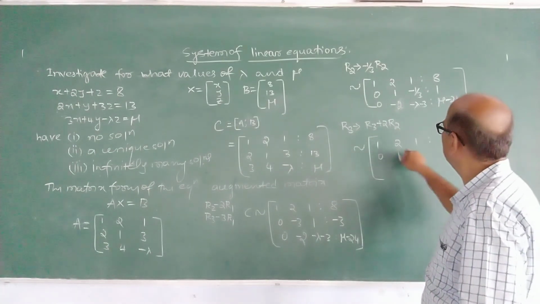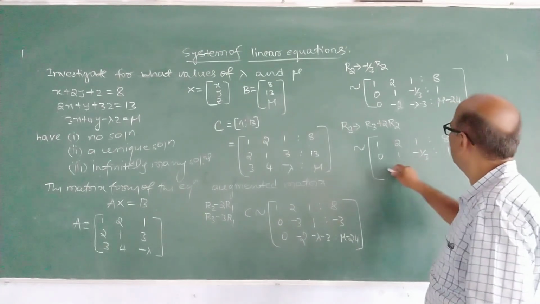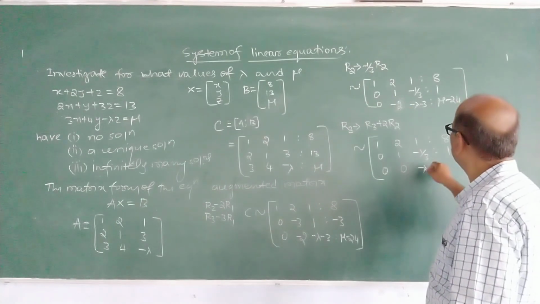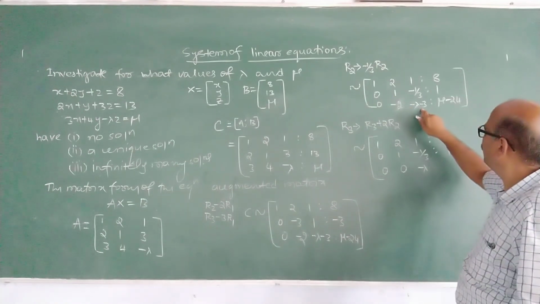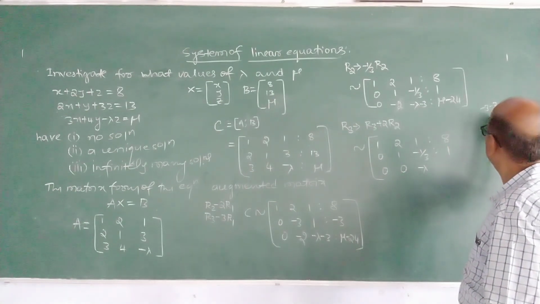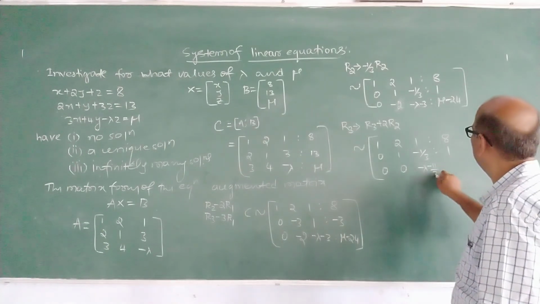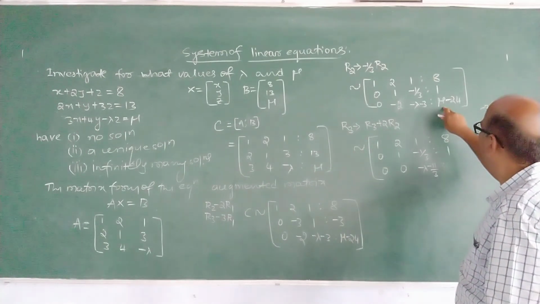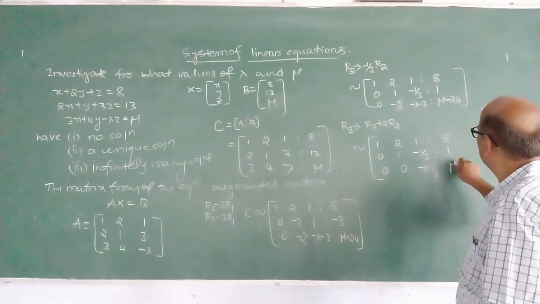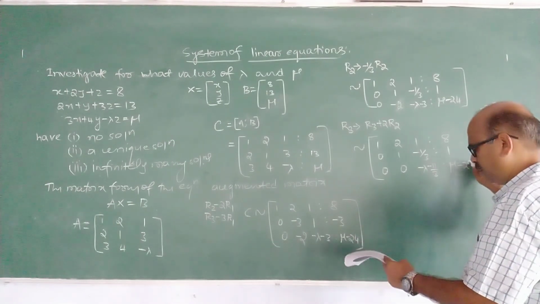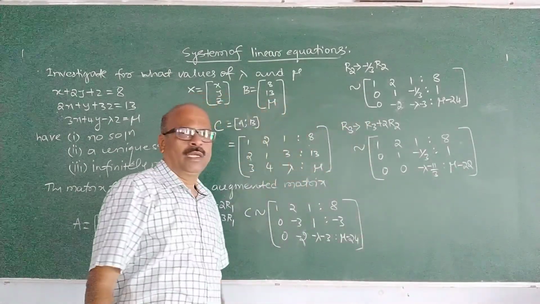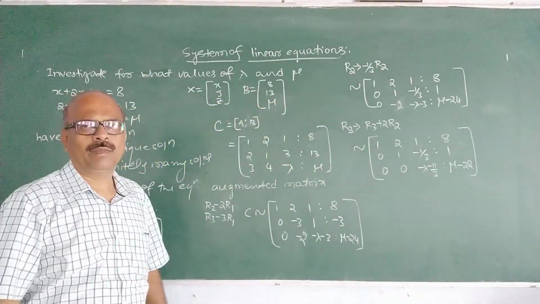1 2 1 8. 0 1 minus 1 by 3 1. 0 0 because minus 2 plus 2. And minus lambda minus 3 minus 2 by 3 is minus 11 by 3. Minus 11 by 3. And R3 plus 2, mu minus 22. Mu minus 22. Now it is row reduced echelon form.